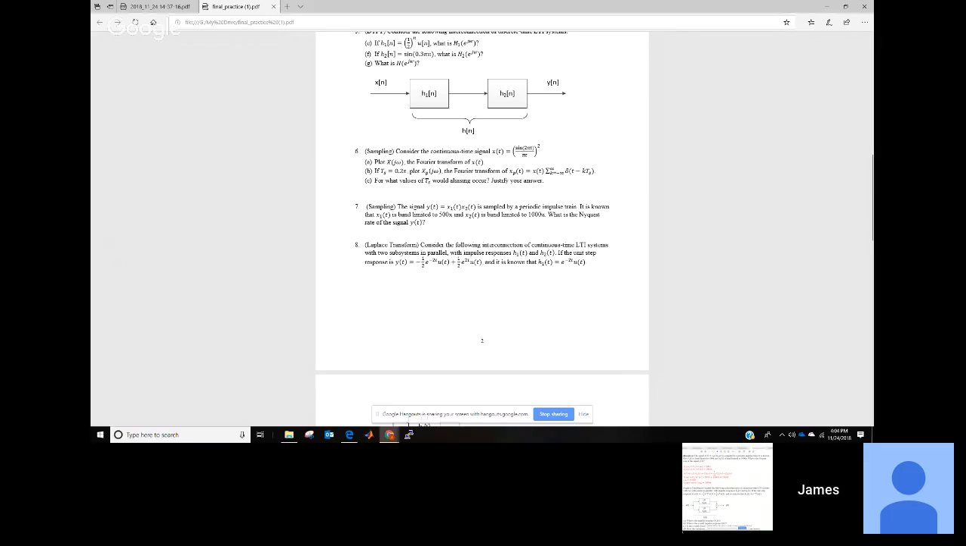All right, so I'm going to do number 7, and what is number 7? Number 7 is another sampling problem. So this time it asks us, the signal y of t equals x1 of t times x2 of t is sampled by a periodic impulse train. It is known that x1 of t is band limited to 500 pi and x2 of t is band limited to 1000 pi. What is the Nyquist rate of the signal?